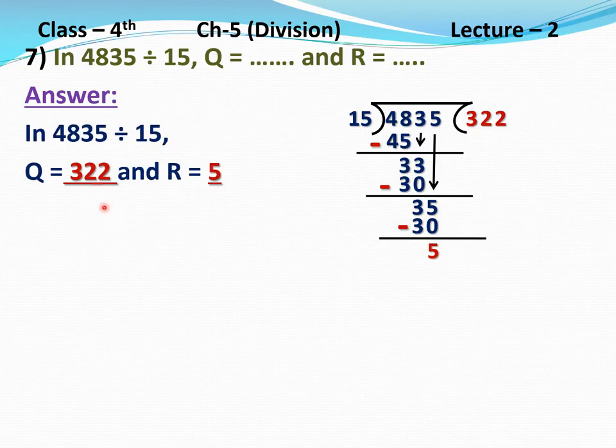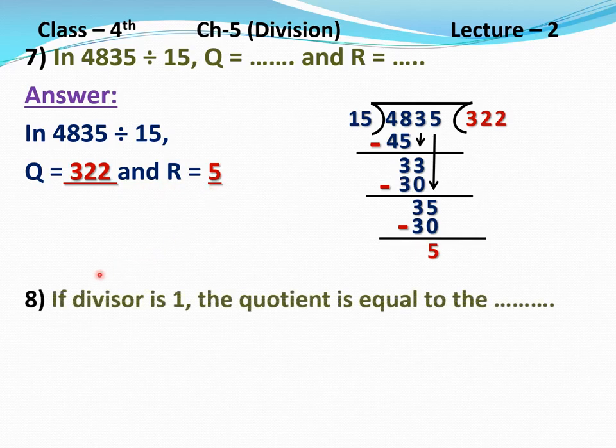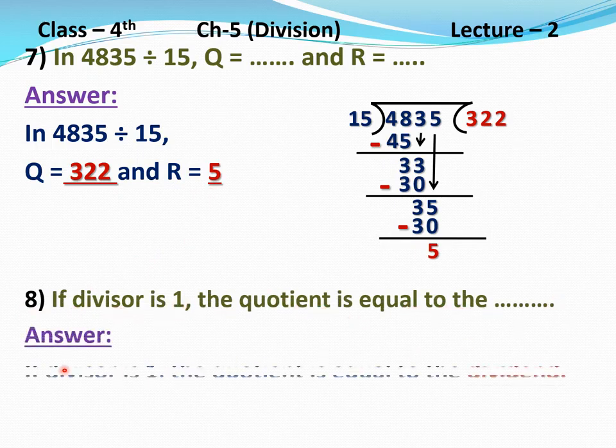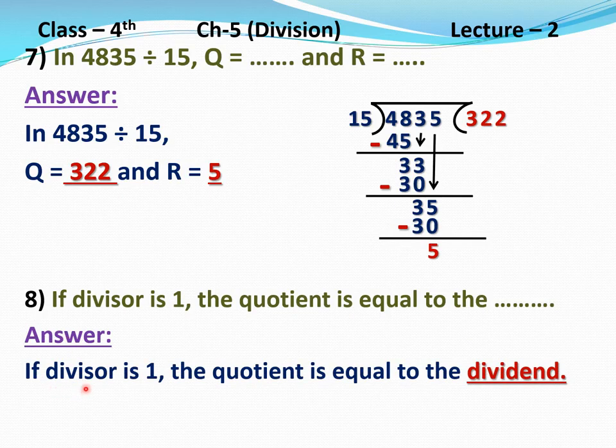Clear? Write down. In 4835 divide 15, quotient equal to 322 and remainder equal to 5. Means Q equal to 322 and R equal to 5. Clear? Now, 8th question. If divisor is 1, the quotient is equal to the dash. Answer. If divisor is 1, the quotient is equal to the dividend. Clear?